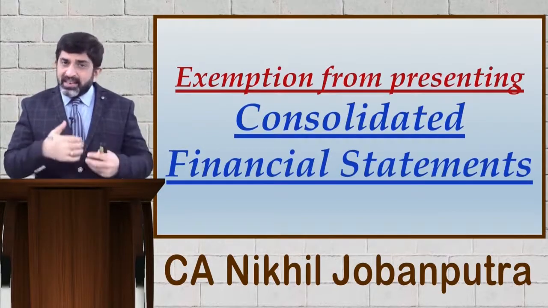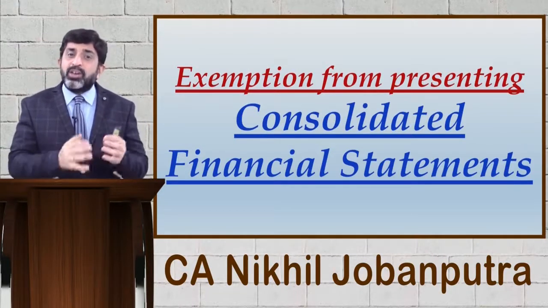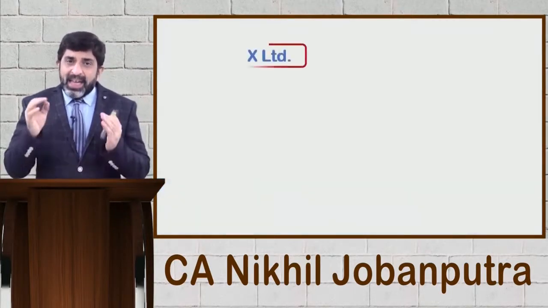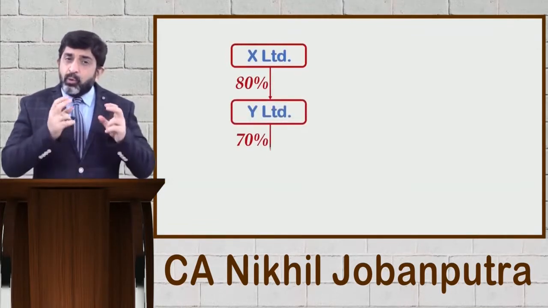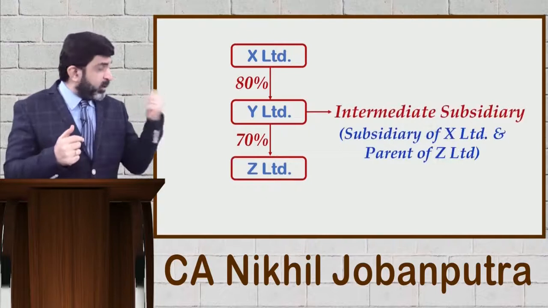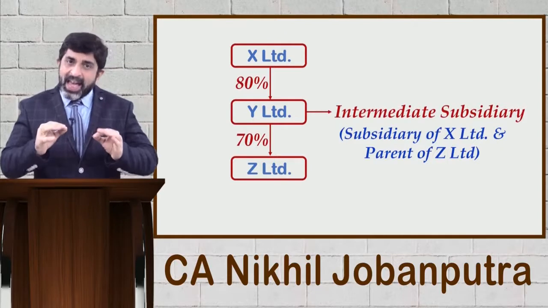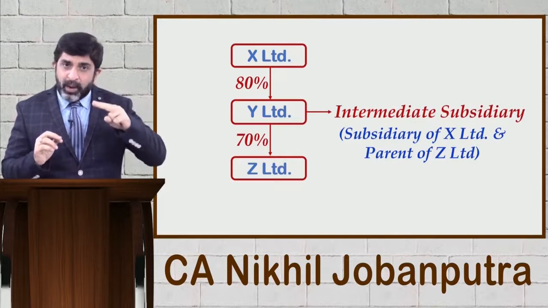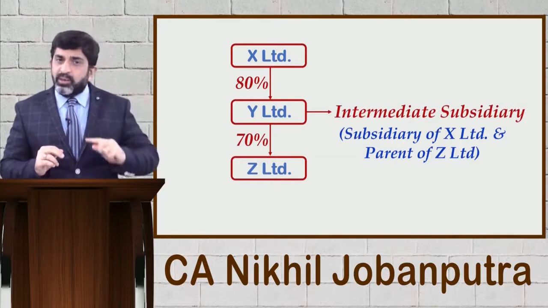So before we take the discussion ahead and understand all 4 conditions, let me first explain what is called an intermediate subsidiary. Consider that X company holds 80% shares in Y company and Y company holds 70% shares in Z company. So what we can see over here is X has its subsidiary as Y and Y has its subsidiary as Z. That means X controls Y and Y controls Z. So eventually X also controls Z.